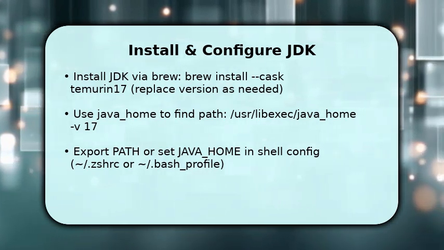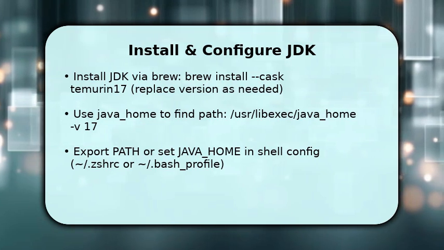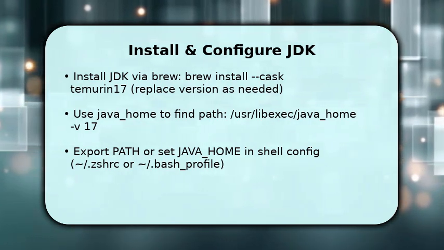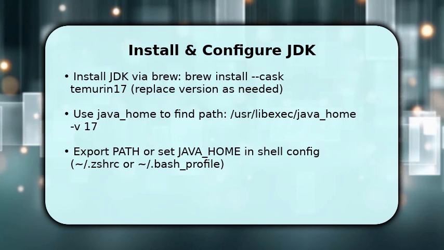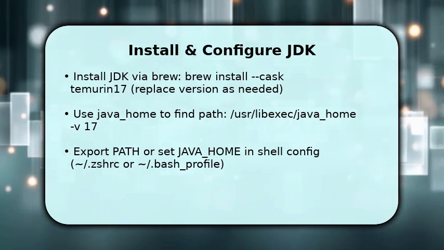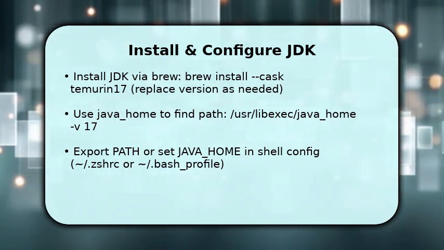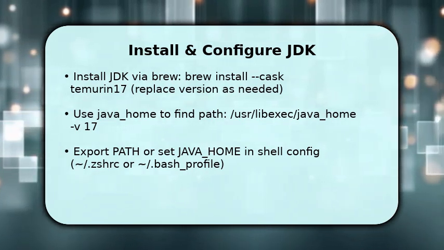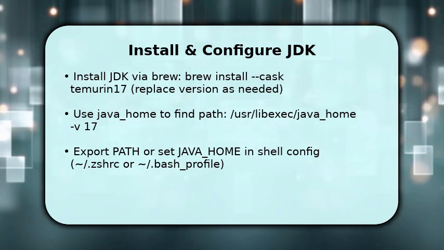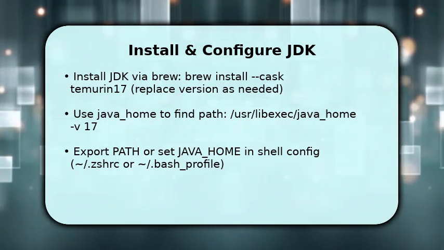Then edit your shell config, ~/.zshrc or ~/.bash_profile, to export JAVA_HOME equals $(/usr/libexec/java_home -v 17) and prepend $JAVA_HOME/bin to PATH. After saving, source the file so the new Java is active in your terminal session.